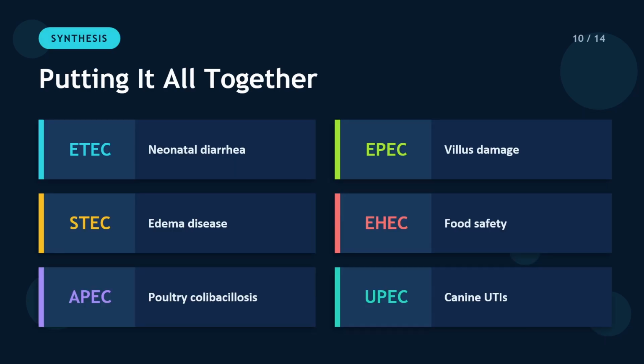Here is your quick reference summary. Each pathotype has a signature disease pattern, a signature set of virulence factors, and a signature host species. Once you memorize these patterns, E. coli becomes one of the easiest bacterial groups to understand.